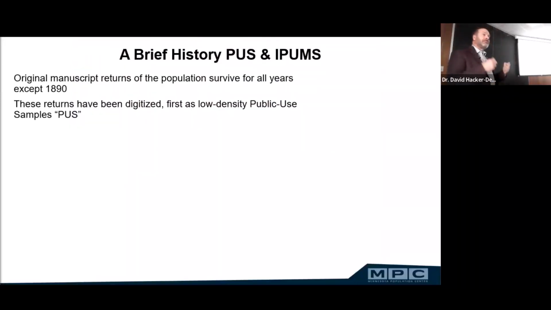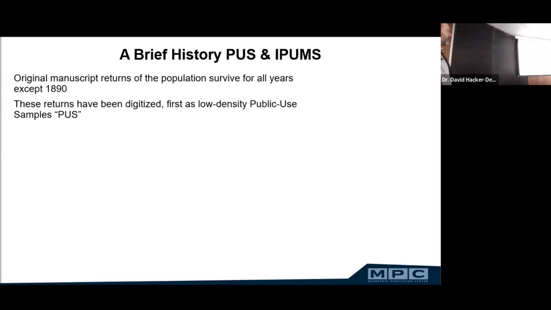We're going to use microdata. And I just want to, since I'm here, step out of the paper and just evangelize for a moment. You're being preached to about the IPUMS. I'm not even going to apologize for that. The original manuscript returns for all these censuses survive. A few from 1790 don't, but the 1890 census caught fire, is gone, unfortunately.